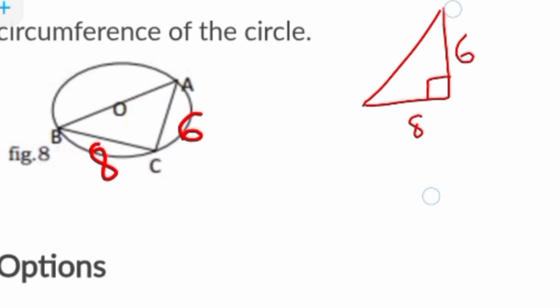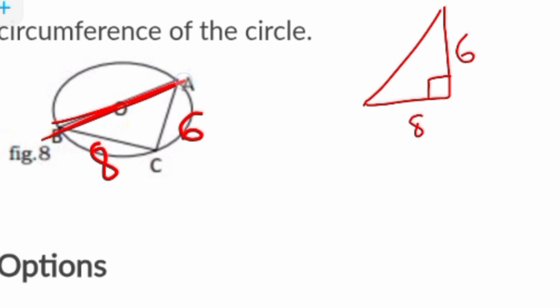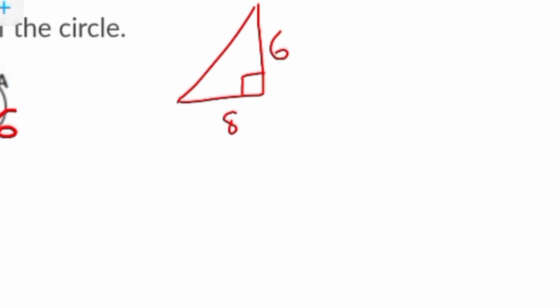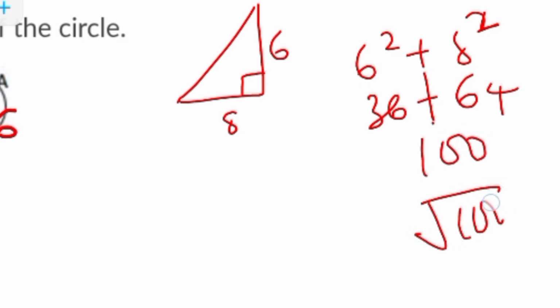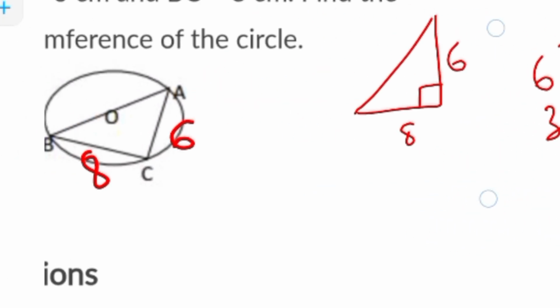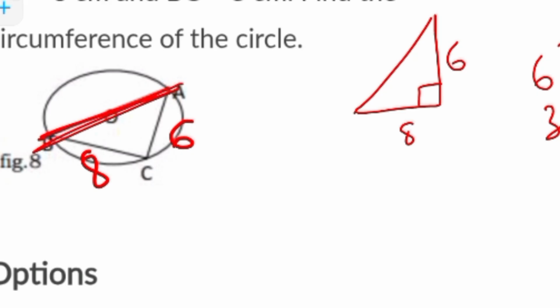So use your Pythagoras theorem. We're looking for this distance here, which is the same as this distance. Pythagoras theorem will give you 6 squared plus 8 squared. 6 times 6 is 36, 8 times 8 is 64. We add these two together, that will give you 100. Then the square root of 100 gives us 10. So from this place to this place is 10. The diameter is 10, which means the radius is 5.